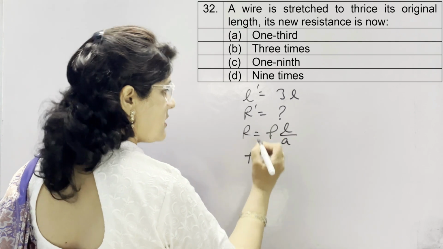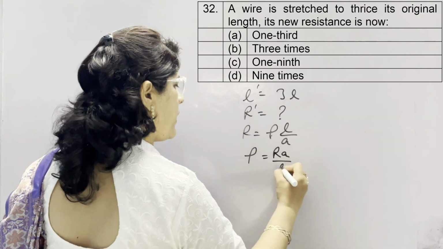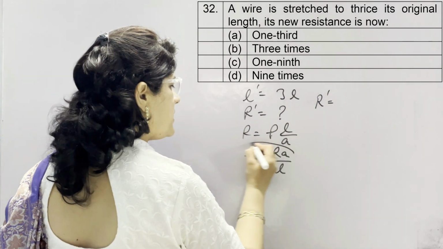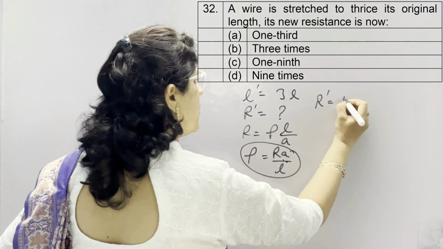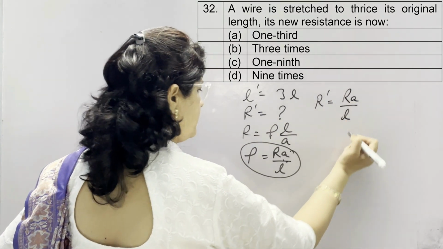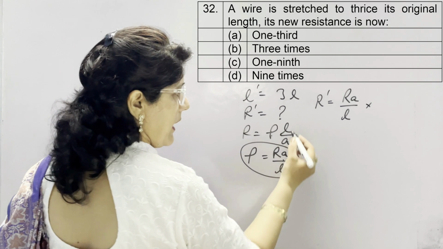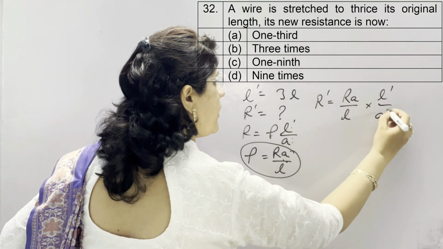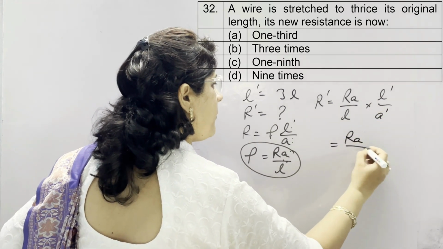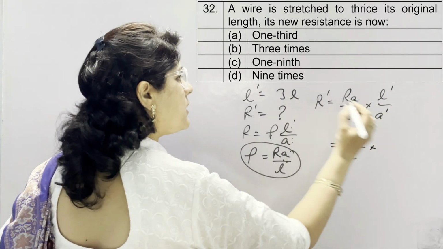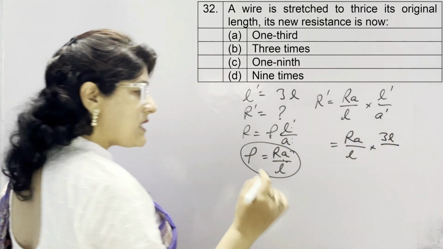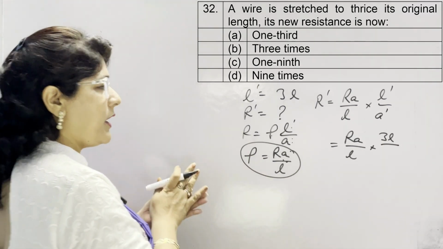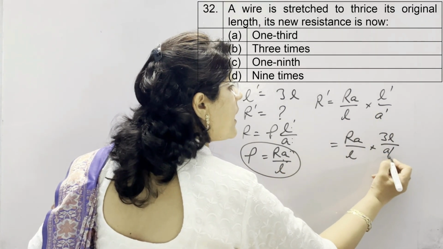It means resistivity is equal to R A upon L. ये हमने नए रेजिस्टेंस में वैल्यू भरनी है. Now new resistance is equal to, instead of rho we need to put this value R A upon L into L upon A. ये न्यू वाली भरनी हमने यहाँ पर, तो L dash upon A dash. So R A upon L. Now न्यू लेंथ कितनी हो गई, 3L हो गई. जब मैं किसी भी वायर को 3 टाइम्स स्ट्रेच करूंगी तो उसका एरिया ऑफ क्रॉस सेक्शन 3 टाइम्स कम हो जाएगा. सो A डैश कितना आ जाएगा, A upon 3.